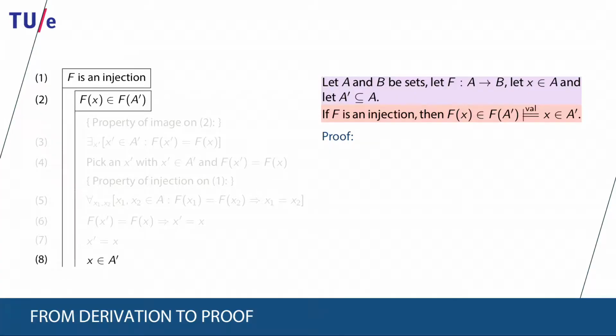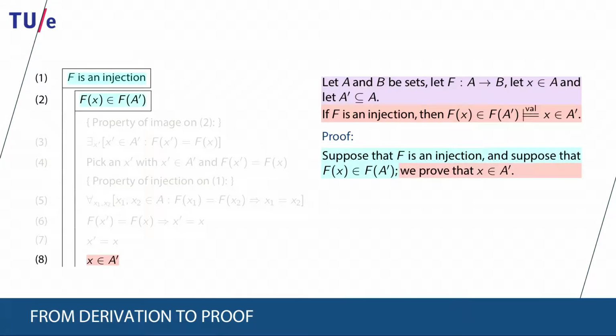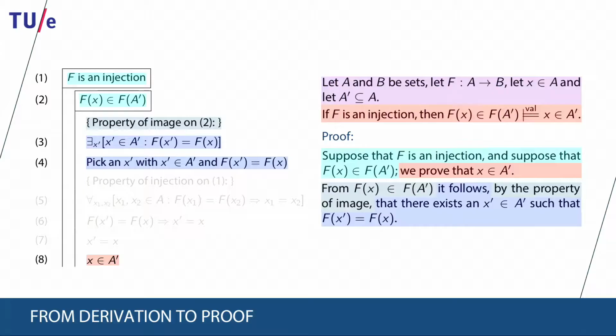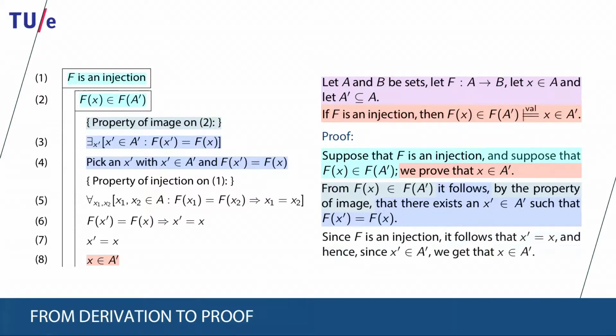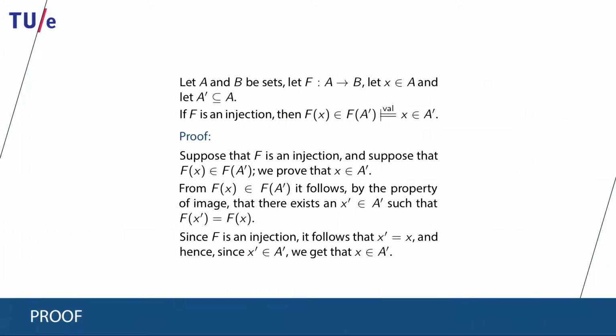The proof starts with stating the two assumptions and the simplified goal, and it then first applies the property of image and subsequently the property of injection. You may want to pause the video to read the proof.